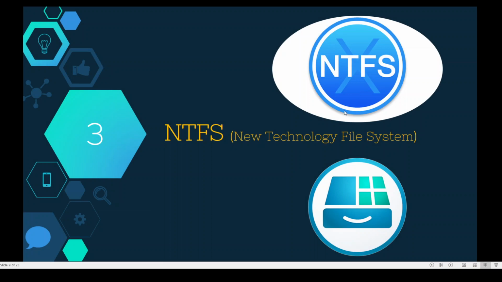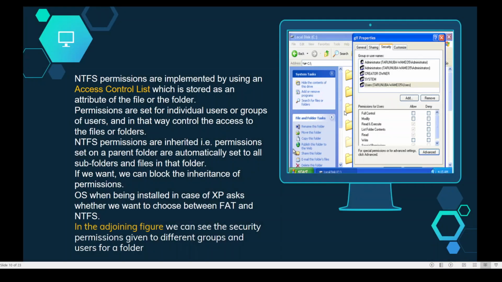Moving on, we have NTFS. When an OS is being installed, in the case of XP, it asks whether we want to choose between FAT or NTFS. FAT is outdated and NTFS is much better, and we must always try to go for NTFS. NTFS provides some permissions which are implemented using an access control list, which is stored as an attribute for the file and the folder. Permissions are set for individual users or groups of users, and in that way control the access to the files and folders.